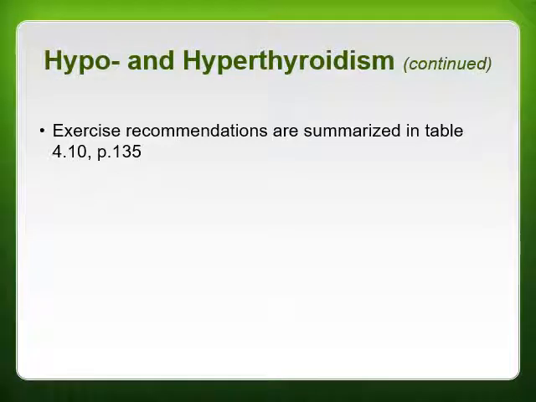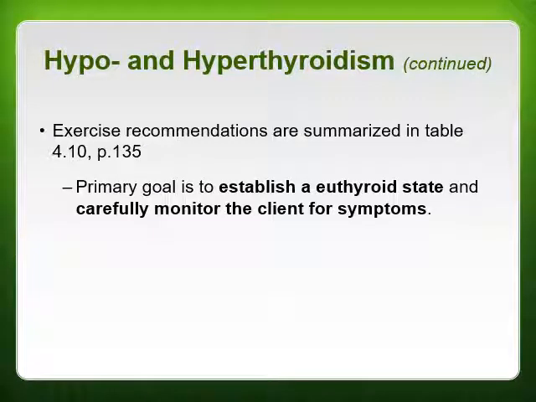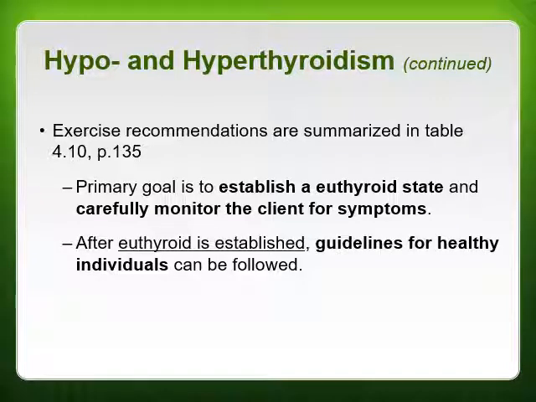So how can we program for them? What are some choices here? Primary goal is to get them down to a normal thyroid hormone level state and then carefully monitor them for any adverse symptoms that are a result. Once they're at that normal thyroid level, guidelines for healthy individuals can be followed. So that same ACSM standards and guidelines, 150 minutes of moderate to 75 minutes of vigorous per week when it comes to aerobic exercise, 2 to 3 days per week of all your major muscle groups for your strength training, almost every day when it comes to flexibility.